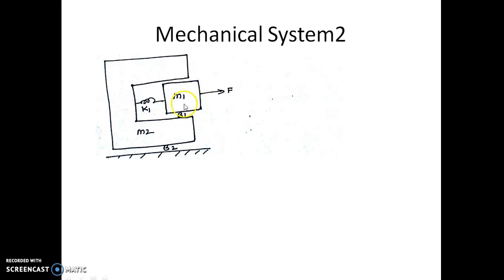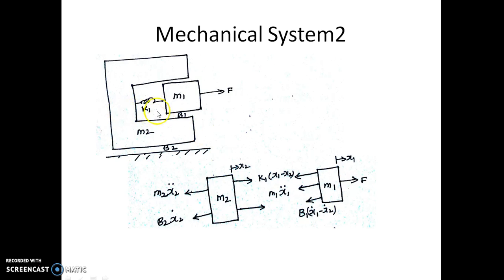Here we have mass M1, there is a friction B1 between M1 and M2, and there is a spring connected between M1 and M2, which is K1, and we have a mass represented by M2. This is a B2 friction. So we can write the free body diagram of this as so. Now we have M1 separated here. So there is an acting force.